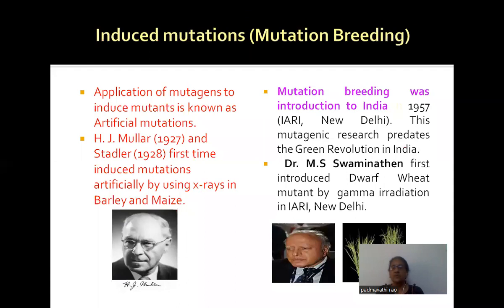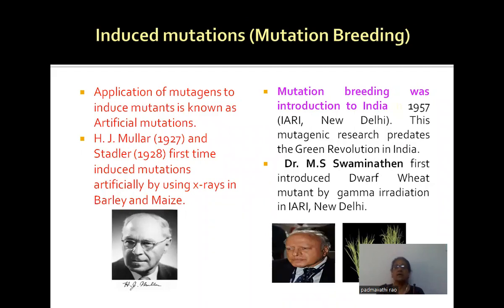Before discussing the mode of action, first we can discuss the history of induced mutations. Spontaneous mutations were first identified by Hugo de Vries. Induced mutations were first experimentally done by Stadler and Muller in 1927 and 1928. They worked on maize and barley plants using artificial mutagenic agents like X-rays.